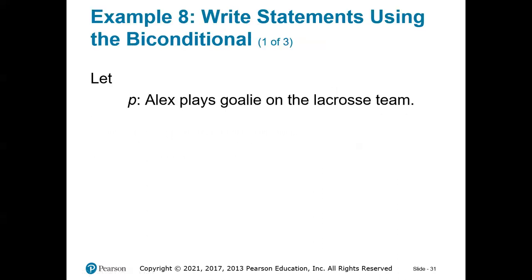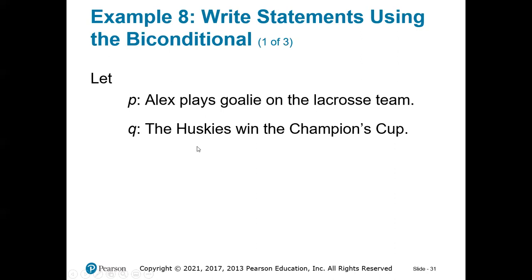Okay, well, here's an example. Alex plays goalie on the lacrosse team. That's a statement, it's true or false. We don't know about Alex, but it is a statement, a logical statement, and we are going to denote that by P. And what's Q? The Huskies win the championship cup.